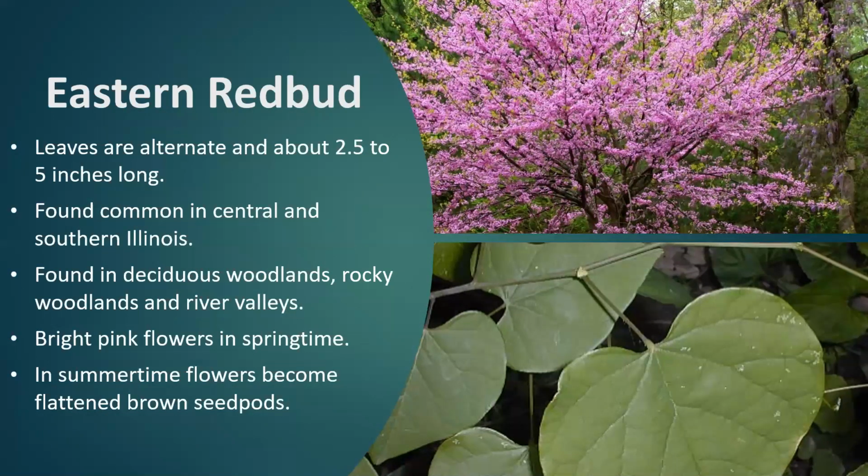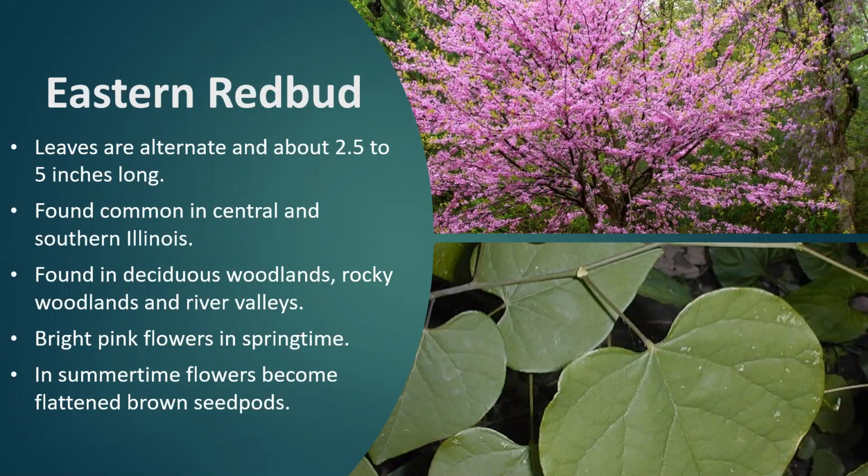In the springtime, they're going to have these bright pink flowers. And in the summertime, those flowers are going to turn into seed pods. So this eastern redbud is a member of the bean family, technically. So it will have that pod, that kind of bean pod-like fruit as it fruits. But for the eastern redbud, again, it's a smaller understory tree with those really cordate shaped, heart-shaped leaves.